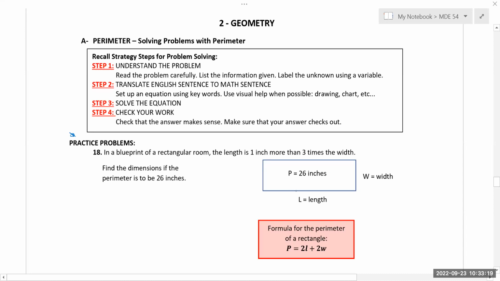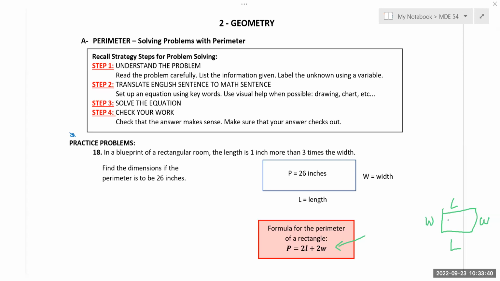Okay. So for this one, we've got a rectangular room. We're told that the perimeter is 26. And as a quick reminder, perimeter is adding up all the sides. So it's twice the length, twice the width. Width, length, width, length. Twice the width, twice the length. So just a quick note in red there so we can remember it.